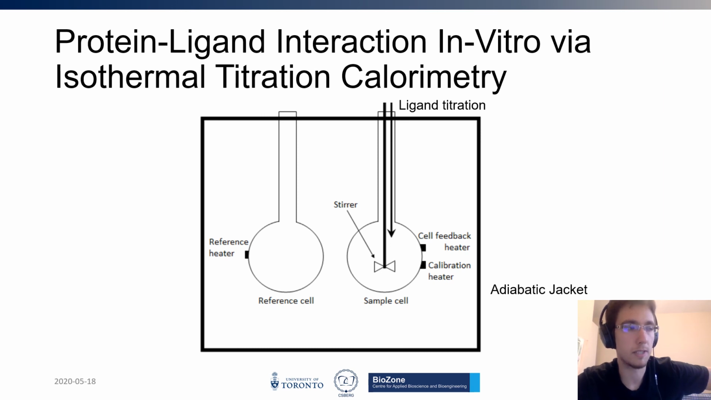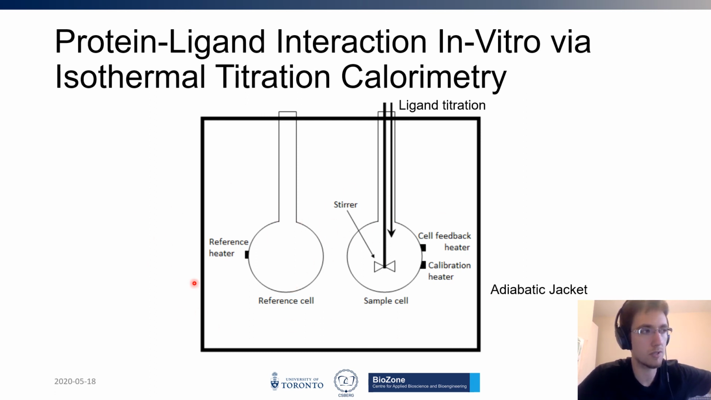Now, the isothermal titration calorimeter is inside what is considered an adiabatic jacket, which means no heat is lost from the system, okay? And the idea here for you to think about this is you have two cells. You can imagine them as two test tubes, make your life easier. So number one, number two, right?